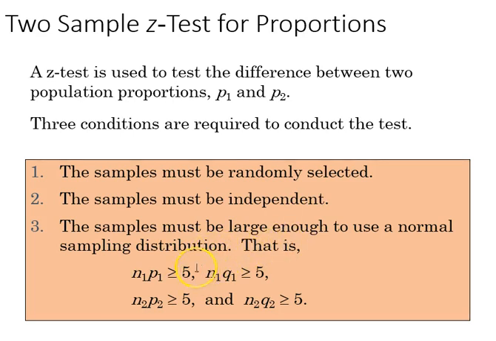And by that we mean that the product of the sample size times the proportion is greater than or equal to 5, as is the complement. The product of the sample size with the complement of the proportion, which is q, also has to be greater than or equal to 5. And that's true of both samples, sample 1 and sample 2.